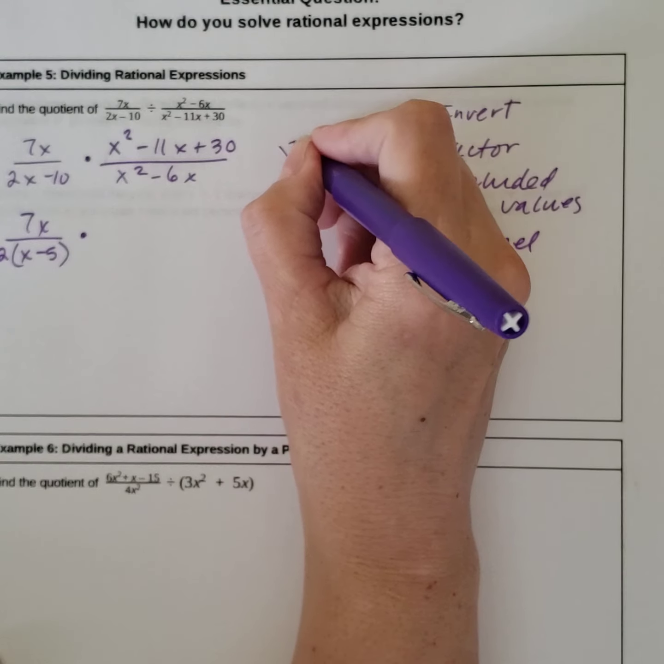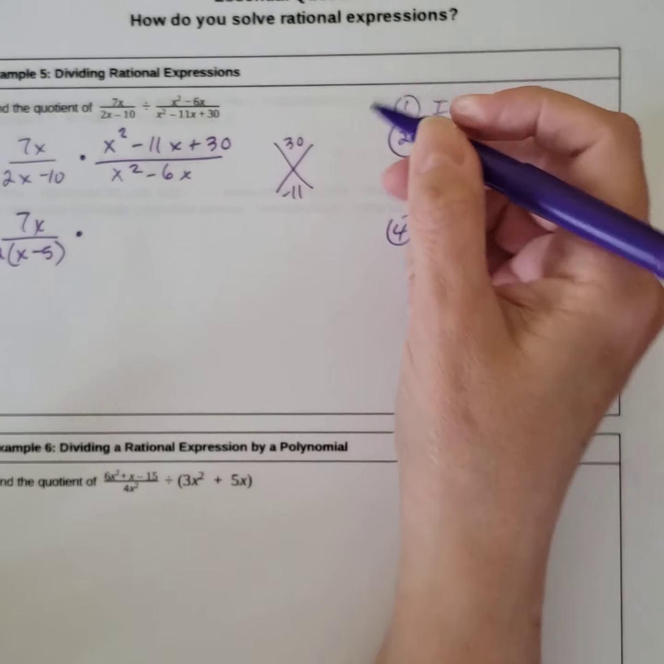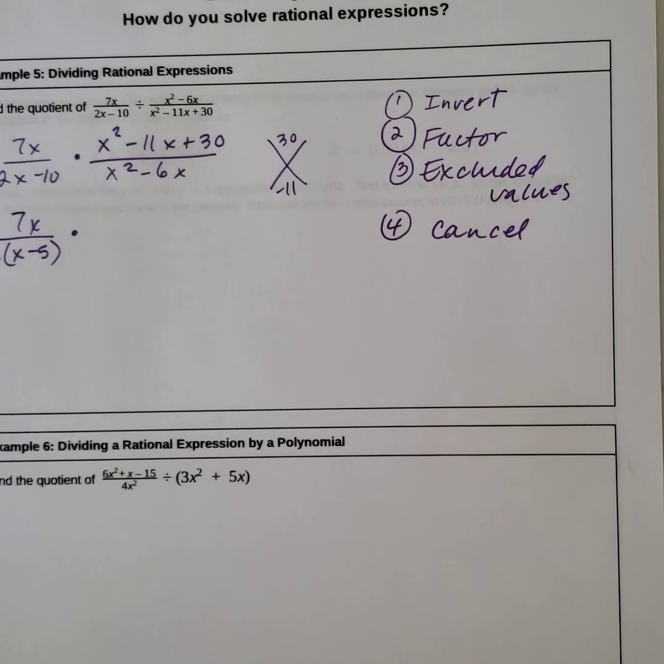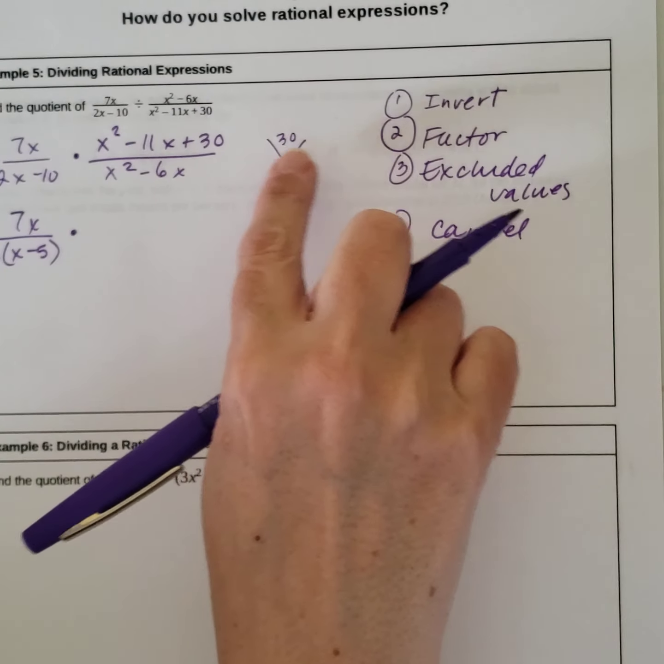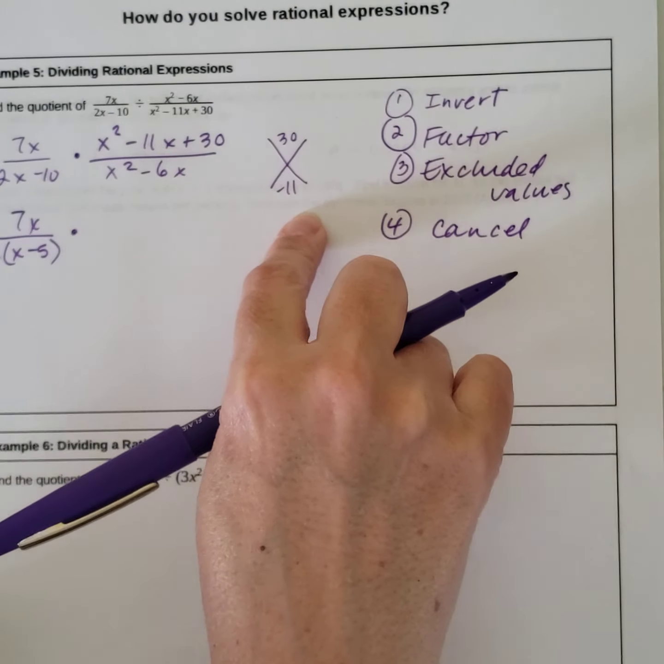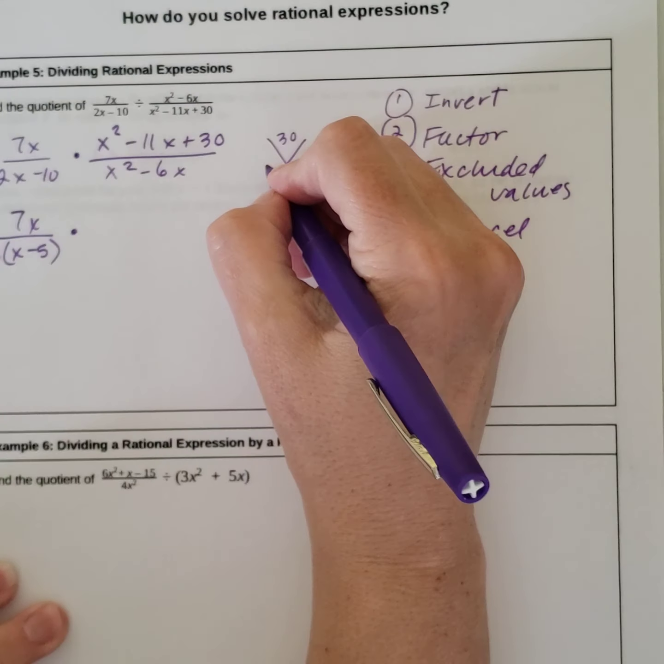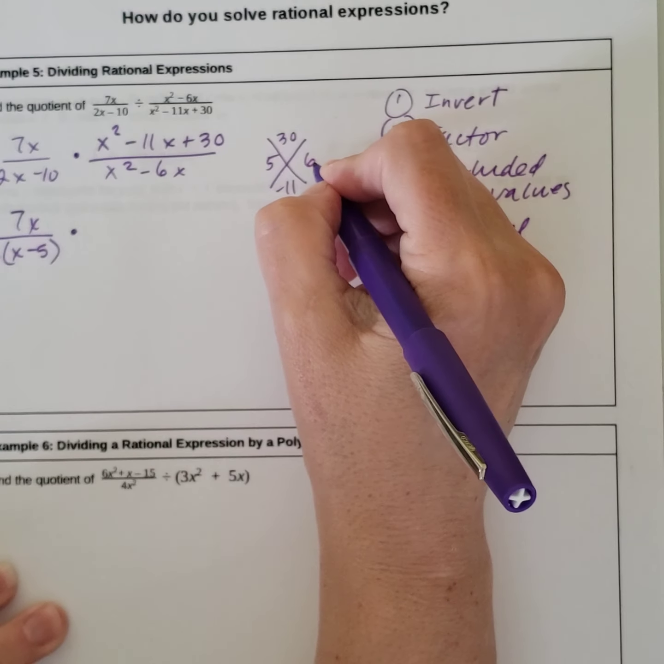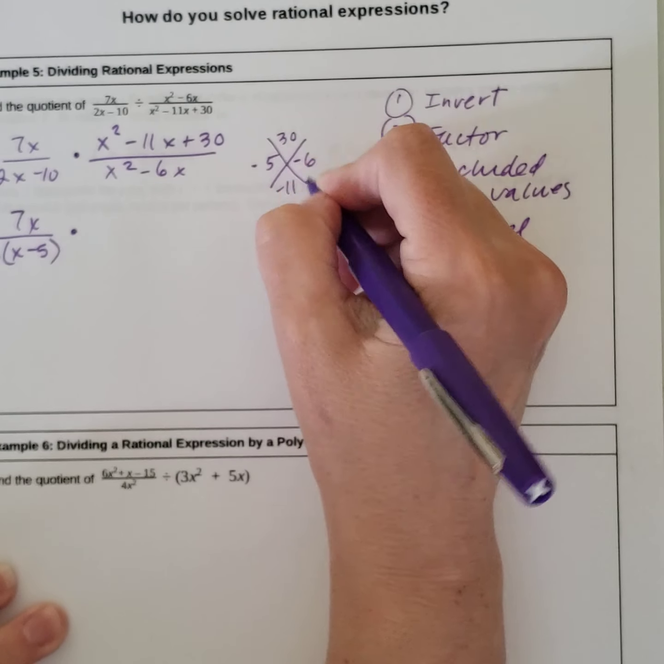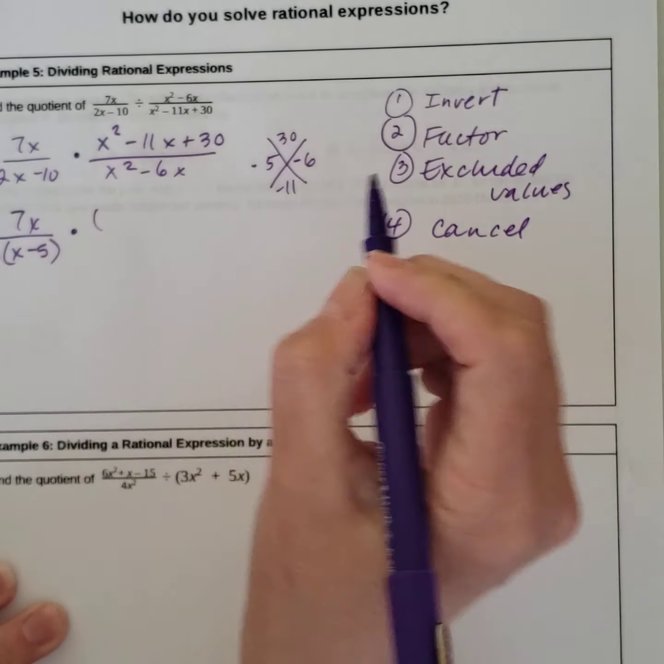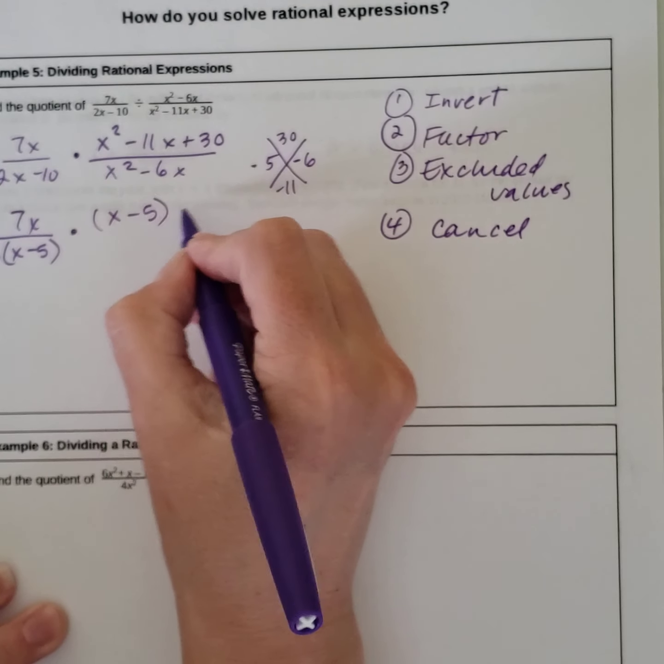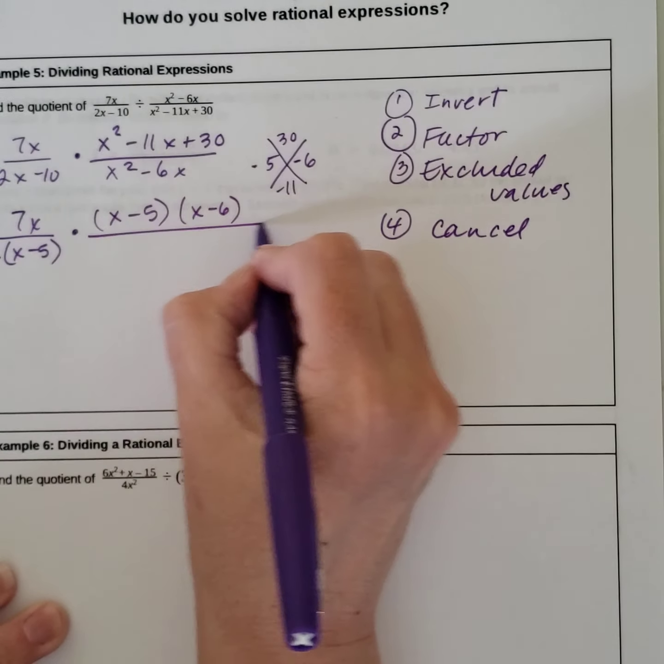So we need factors of 30 that equal negative 11. Factors of 30: 1 and 30, 2 and 15, 3 and 10, 5 and 6. So we need values that when they're multiplied give us 30, and when they're added give us negative 11. So 5 and 6, but they need to be negative to give us negative 11. So on the top we have x minus 5 times x minus 6.